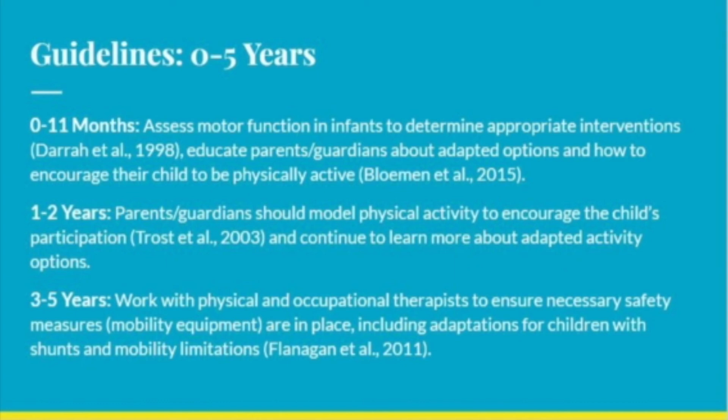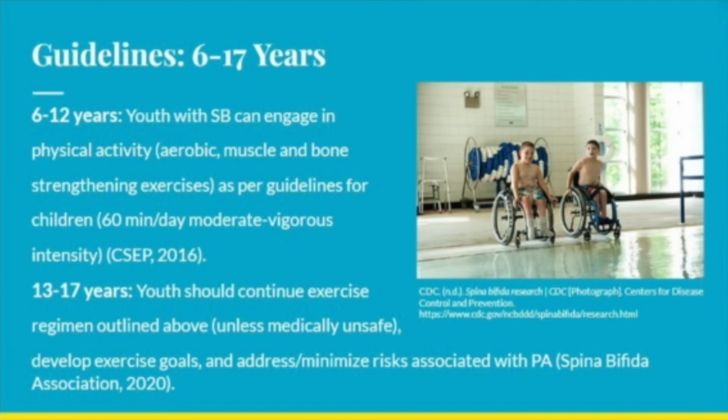All right, so now we're getting into some older children with spina bifida, and the guidelines for ages 6 to 17 years of age are pretty similar. Now, they should be engaging in 60 minutes of physical activity or more each day, and aerobic activity should make up most of the child's activity. Vigorous intensity aerobic activity should be done at least 3 days per week, as well as muscle strengthening activities and bone strengthening activities.